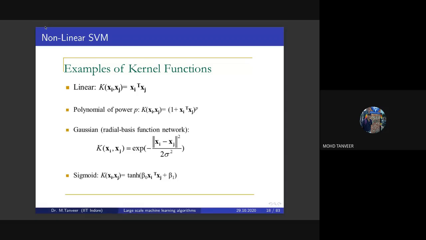There are several kernel functions available in the literature. A few of them are shown here: linear kernel, polynomial kernel, Gaussian kernel, sigmoidal kernel, and several others. If you are interested, you can go through a machine learning book to get more information about kernel functions. Kernel functions play an important role, and it looks very difficult to decide which one to use and which not to use. So this is again a question.